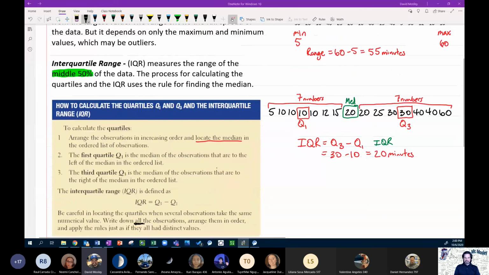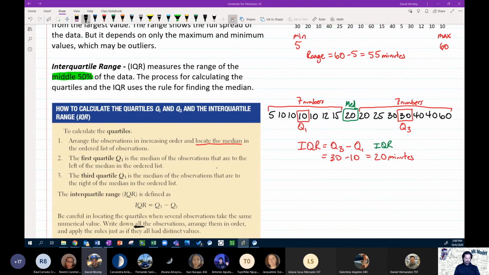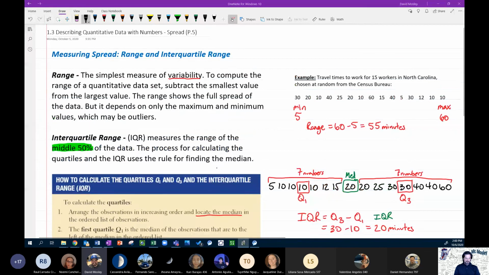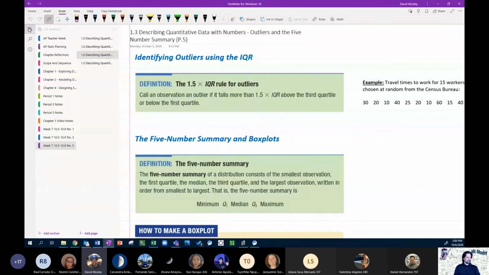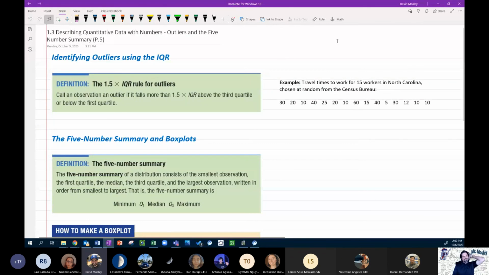Does anyone need another moment on this screen for any reason? Again, we have range and IQR. So now we can use our IQR to find outliers, and we can also use this information to create box plots called the 5-number summary in a box plot. First, we're going to see how to identify outliers so we can rule values as being outliers or not outliers.